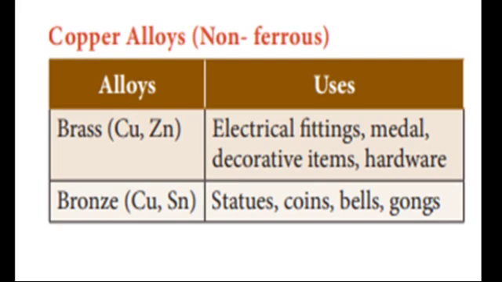Next, examples of copper alloys. These are non-ferrous. First, brass. Brass is a mixture of Cu and Zn. What are the uses of brass? Making electrical fittings, metal, decorative items and hardware.